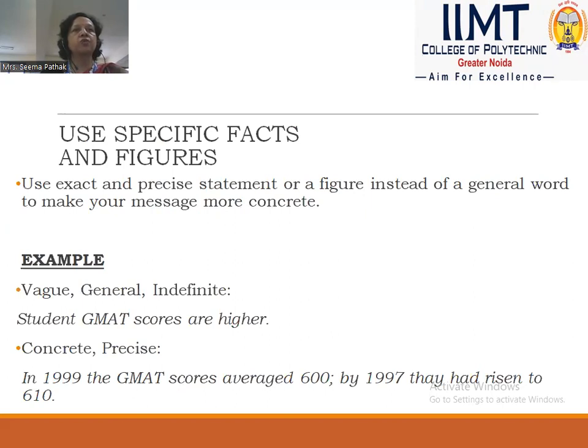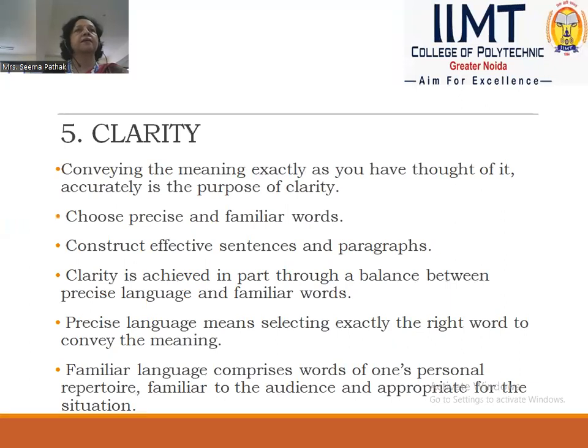Student GMAT scores are higher, precise. In 1999, the GMAT scores averaged 600. By 1997, they had risen to 610. So the message should be concise.